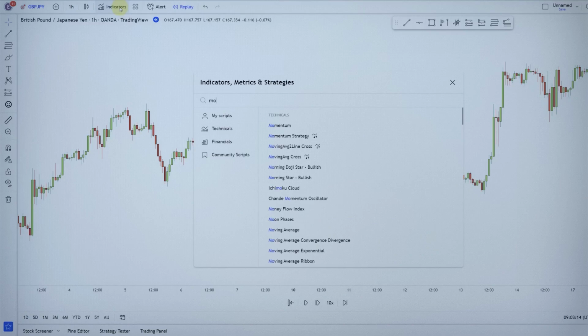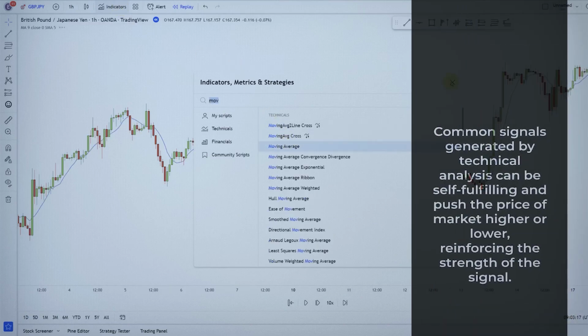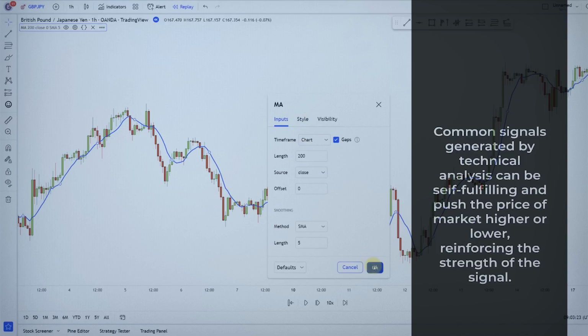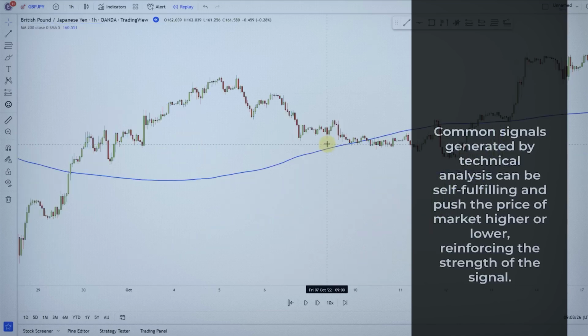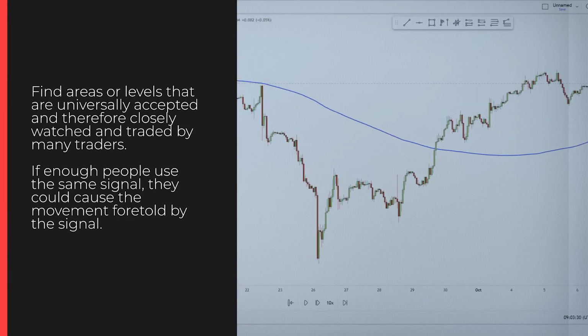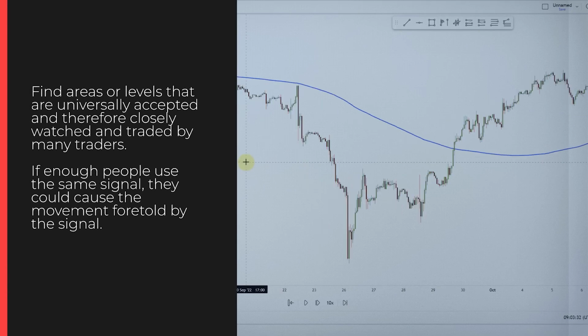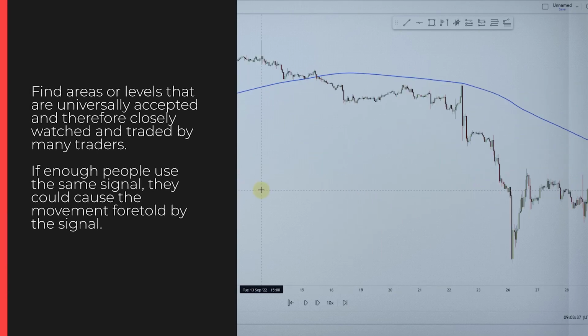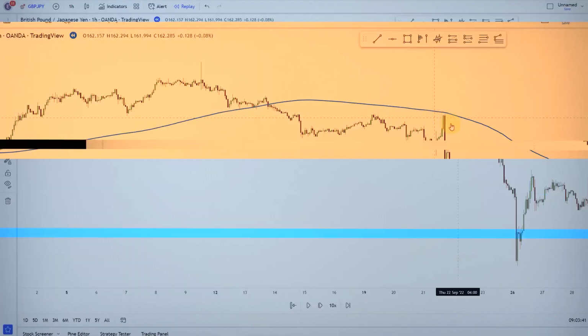What I'm trying to say is that common signals generated by technical analysis can be self-fulfilling and push the price of a market higher or lower, reinforcing the strength of the signal. If enough people use the same signal, they could cause the movement foretold by the signal. You want to find areas or levels that are universally accepted and therefore closely watched and traded by many traders.